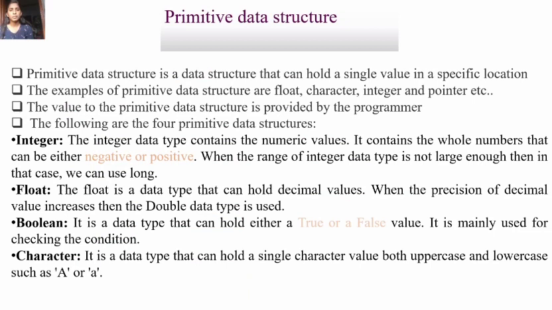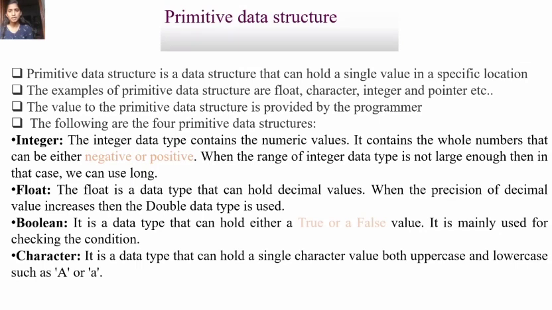Next, we have primitive data structures. Primitive data structure is a data structure that can hold a single value in a specific location. The examples of primitive data structures are float, character, integer, and pointer. The value to the primitive data structure is provided by the programmer. The following are the four primitive data structures: integer, float, boolean, character.